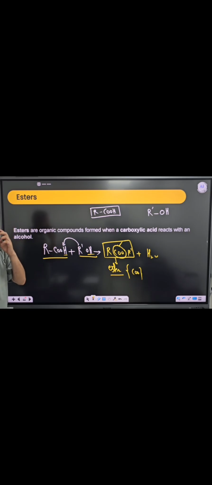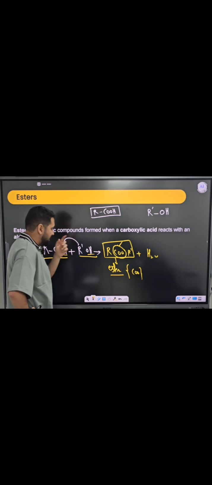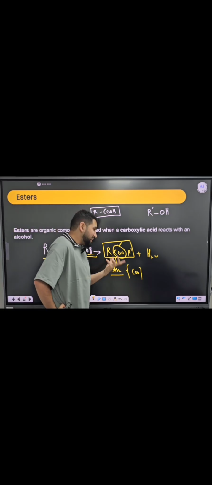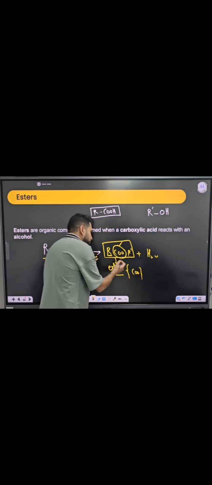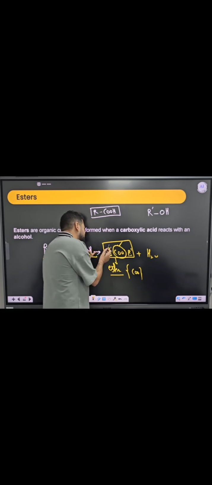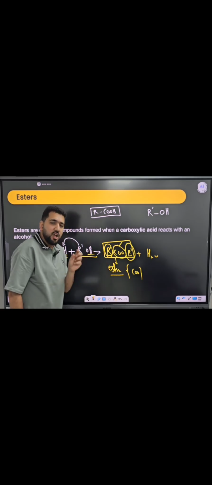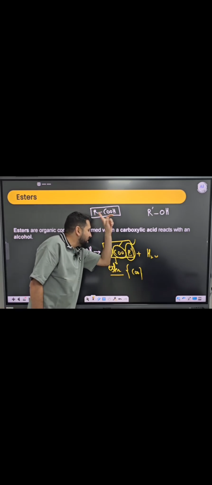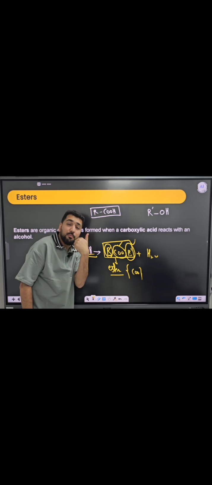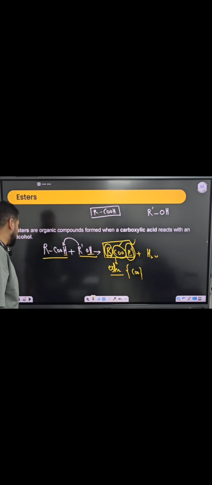Let's try to name some of the esters. Before that, guys, you need to understand, while naming esters, we have R dash, right? R is from the acid part and this R dash is from the alcohol. While naming, we have to mention R dash first, then we have to mention R. For example, if I take any carboxylic acid, let's take CH3COOH, right? What's the name of this compound?